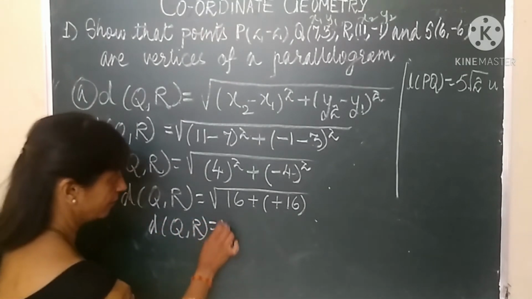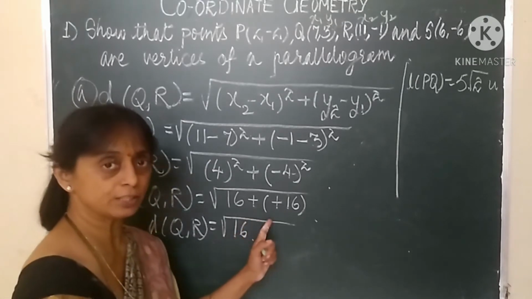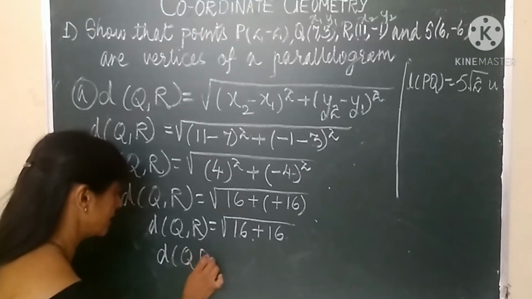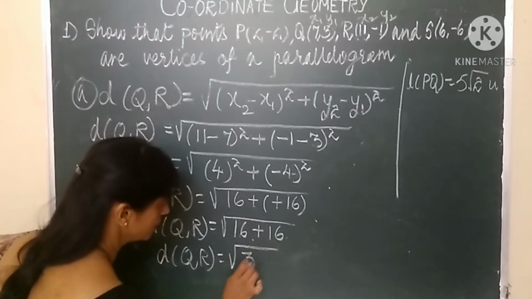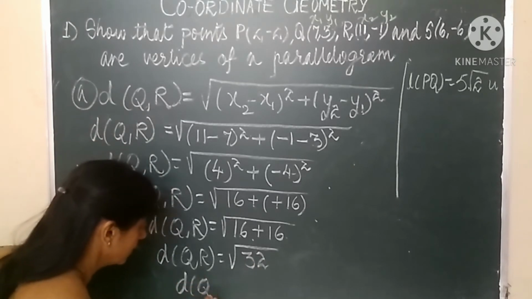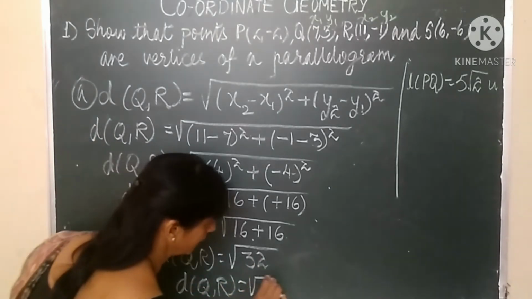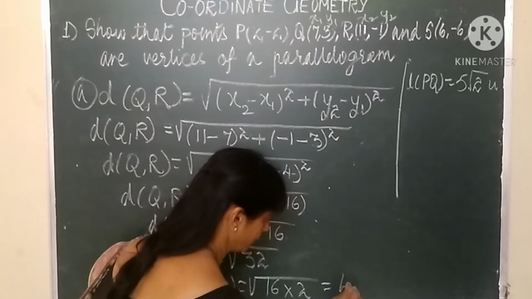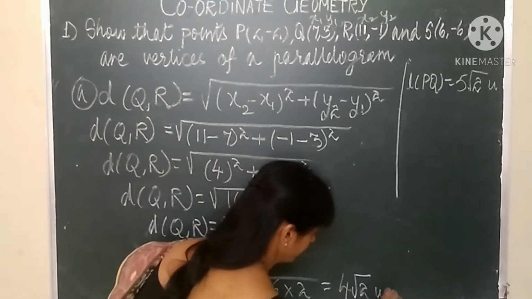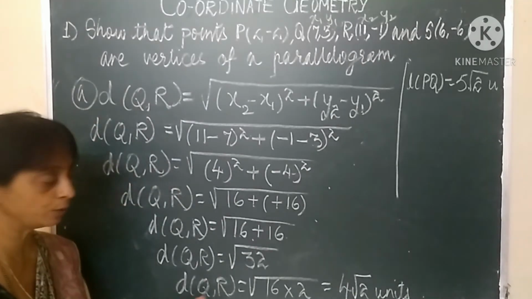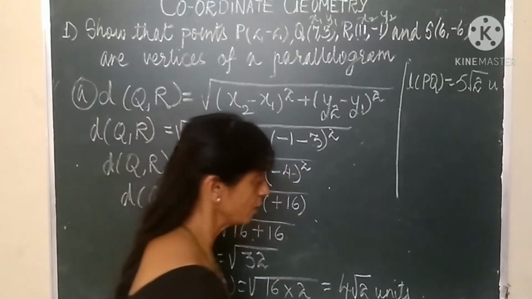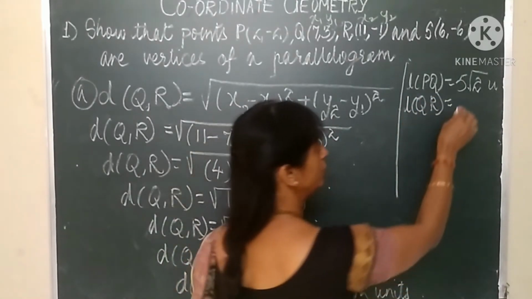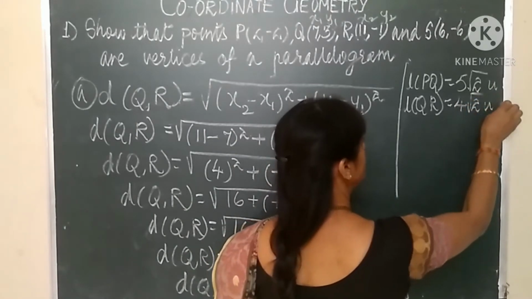So distance QR will be equal to 16 plus into plus gives us plus 16 plus 16 in the square root sign gives us root of 32, and again root of 32 can be factorized into square root of 16 into 2. So root 16 we can write it as 4 root 2 units. So distance QR is equal to 4 root 2 units, or we can say length QR is equal to 4 root 2 units.